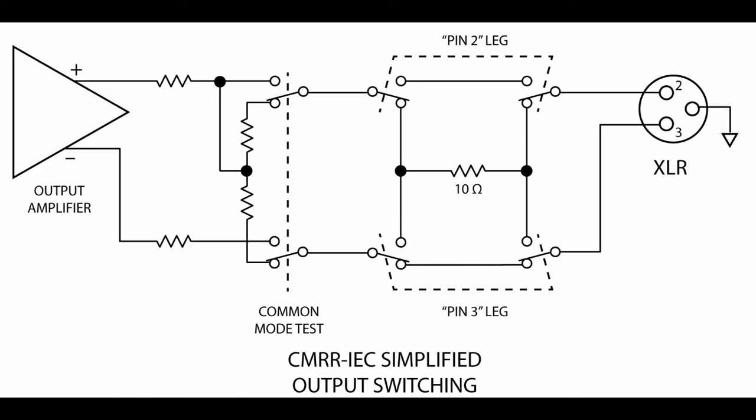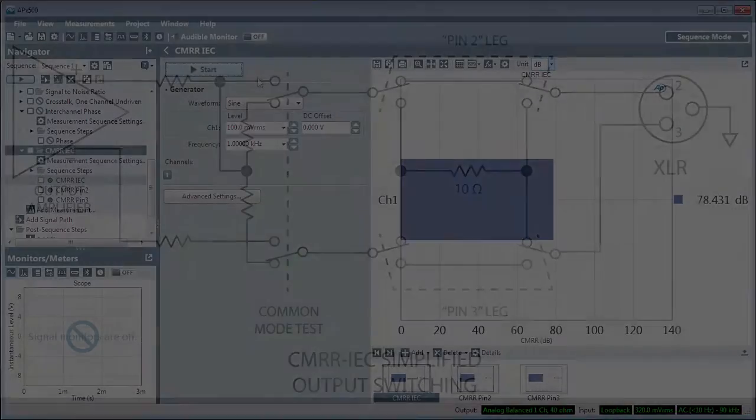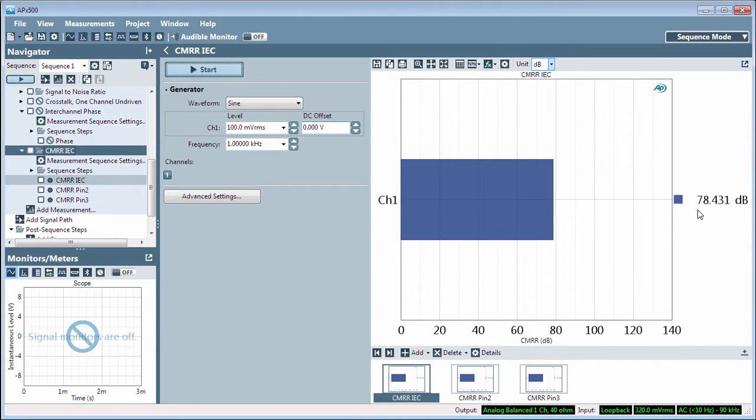Then, the 10-ohm source resistor is switched into the other leg of the output, and a third measurement is made. The CMRR ratios for the measurements are computed, and the worst, that is, the lowest ratio, result is reported. To understand more about your DUT's performance, you may want to make several CMRR IEC measurements at different frequencies.